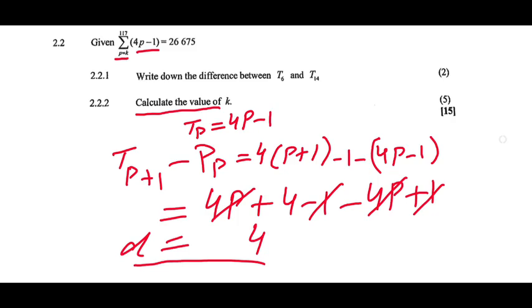Now the question is easy, I can solve the question. We have the linear function 4p minus 1, so we're going to replace p with k because p is equal to k. So the first term will be 4k minus 1.